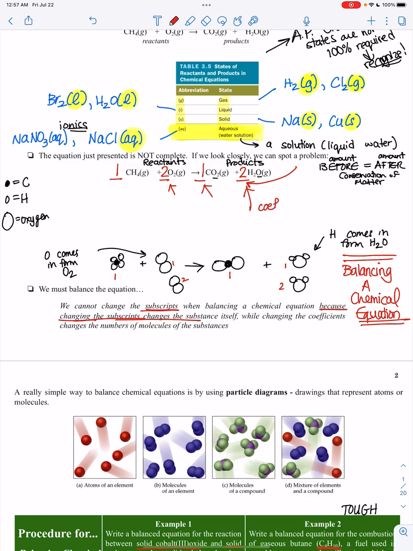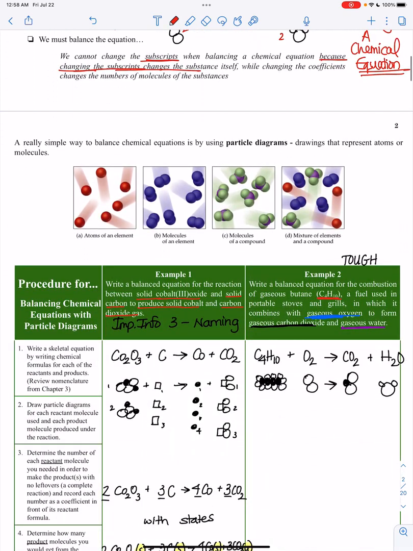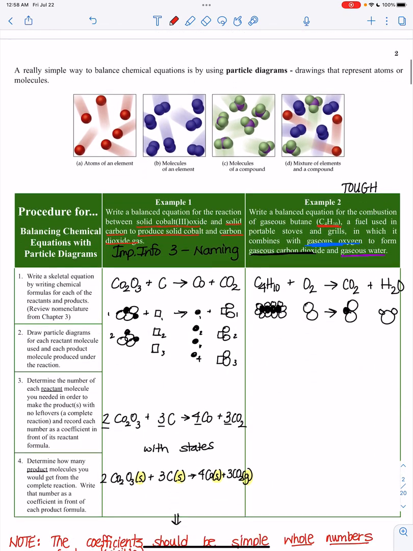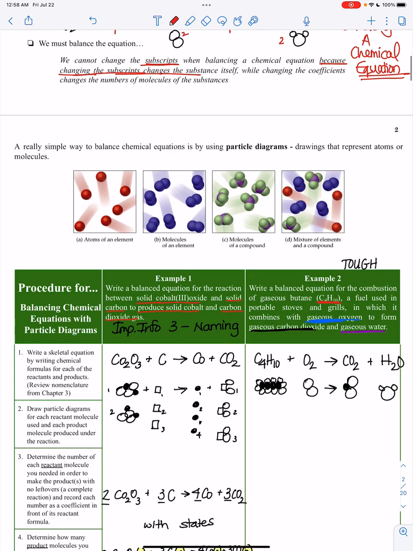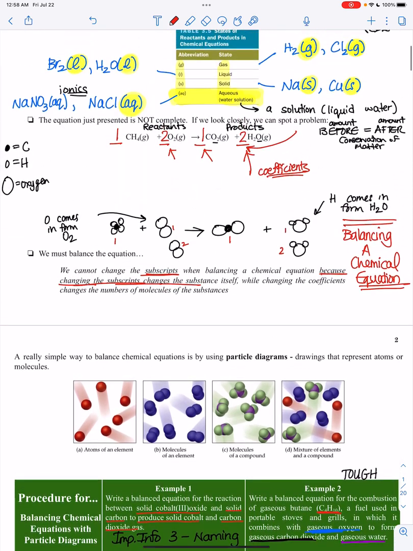These numbers are coefficients. And we use these coefficients to denote how many of each substance in a chemical reaction is needed for the chemical reaction to completely run. So a really simple way, like I said, to balance the equation is by using particle diagrams, right? So we have balanced our equation. It looks like the coefficients for this reaction are 1, 2, 1, 2.